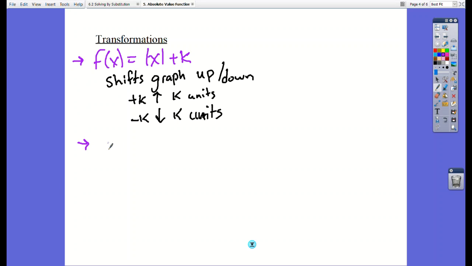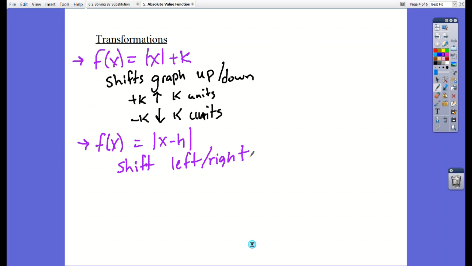So now on your iPads, you can get rid of those graphs, but keep the parent function on there. You guys are going to end up doing the absolute value of x minus h, moving left and right. Okay, so we'll say that. So the first one was a vertical shift, right? The second one is a horizontal shift, so we are going to shift left and right. So let's be specific.